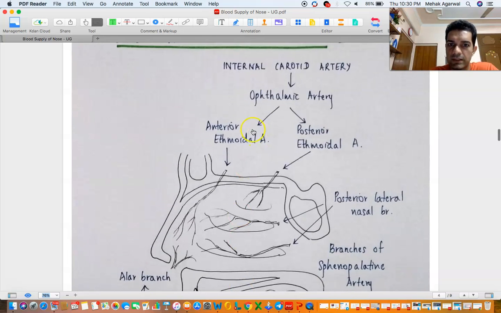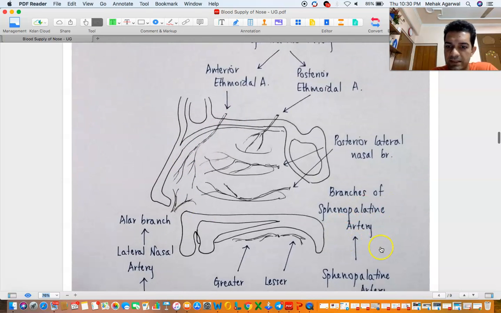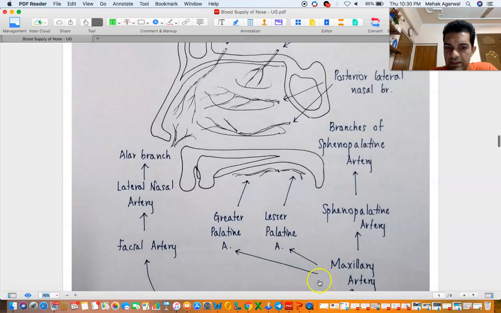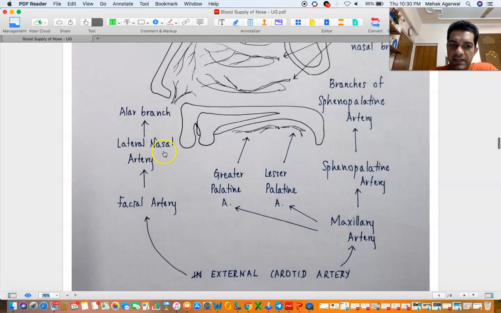So as we know, the internal carotid artery gives off a branch called the ophthalmic artery, which gives off two branches, anterior ethmoidal and posterior ethmoidal artery. They come like this. The sphenopalatine artery is a branch of the maxillary artery, and so are greater palatine and lesser palatine arteries. They are all branches of maxillary artery. The lateral nasal artery, which gives off an alar branch which supplies the vestibule, is a branch of facial artery, and the facial and the maxillary are branches of external carotid artery.